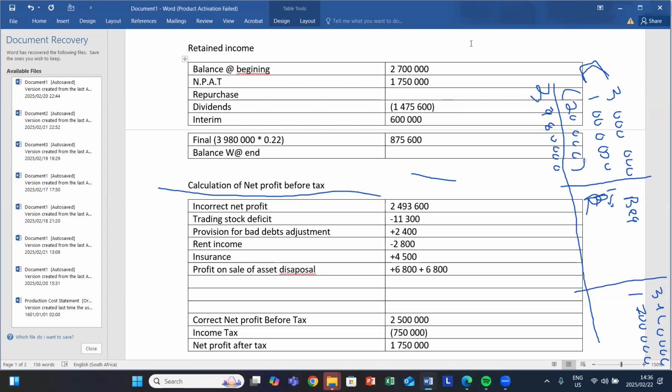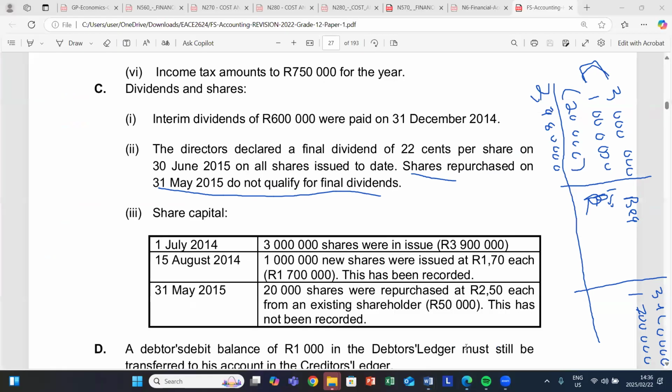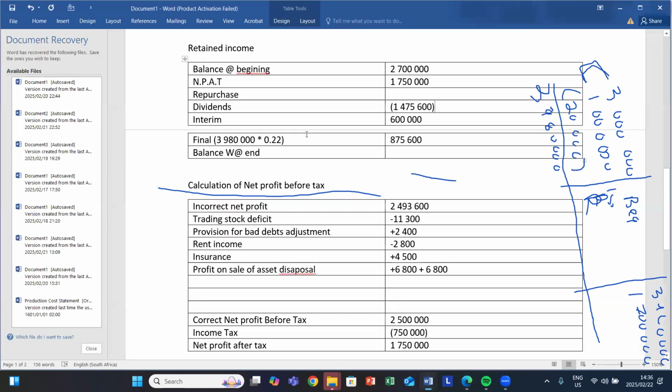And then what about your repurchase? How did you calculate your repurchase there? Please tell us. Remember that for repurchase, we want the repurchase that we have to record there in our retained income. So how did you calculate it? Please tell us your calculation there.